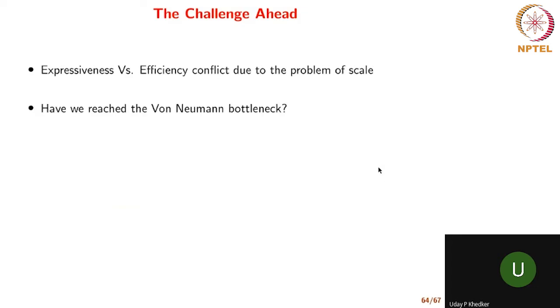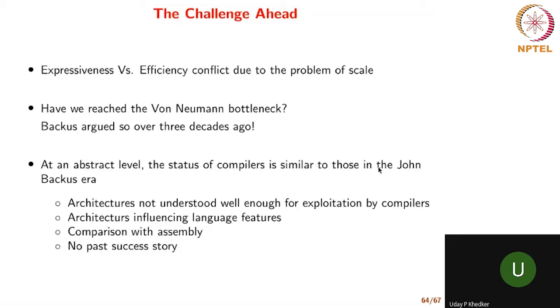So have we reached the von Neumann bottleneck? John Backus argued about it over 3 decades ago. He was actually very disappointed with the Fortran compiler and sequential model. He used to say that we've reached this bottleneck. We need to design better languages and better compilers.